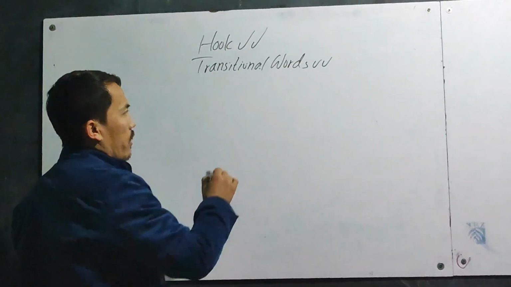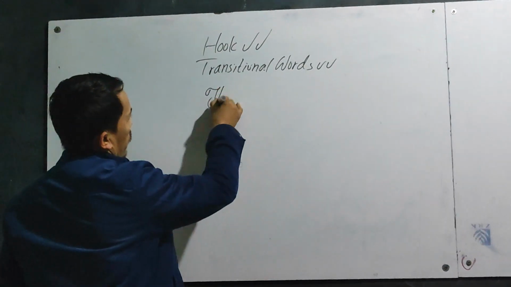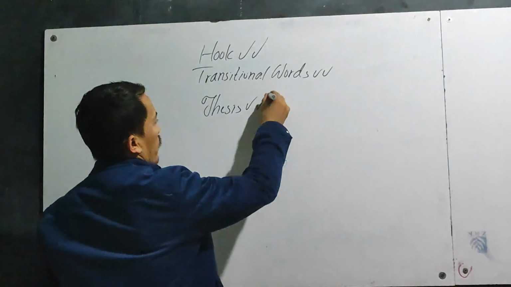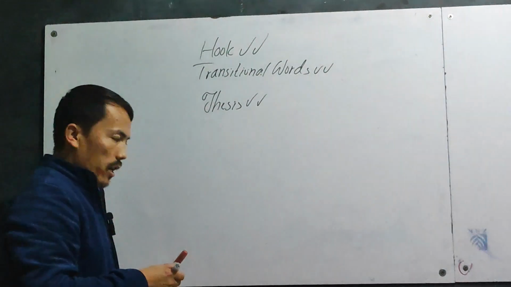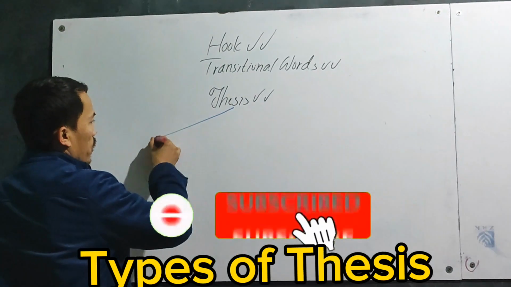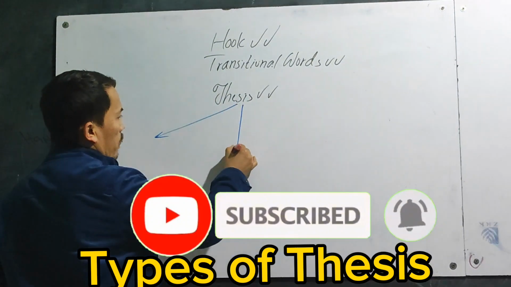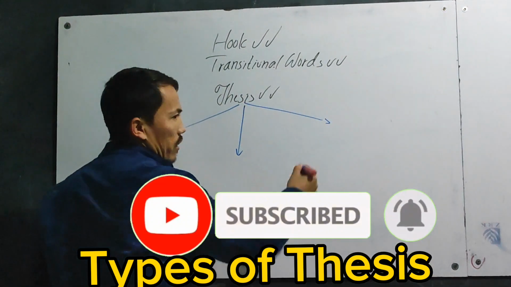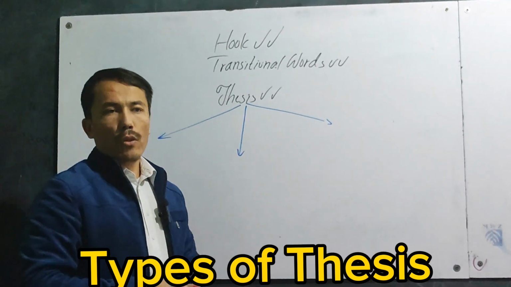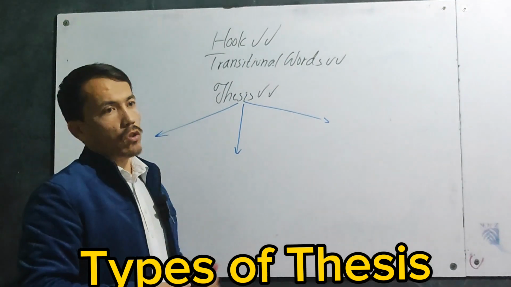And the third thing was thesis, which I told you. So now let's review this lesson. So guys, how many types of thesis did we have? Generally, as I remember and as I taught you based on this chapter of TOEFL, we've got three types of thesis that we use after the transitional words.